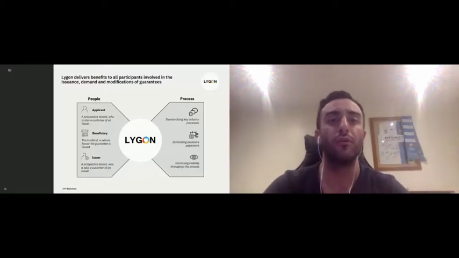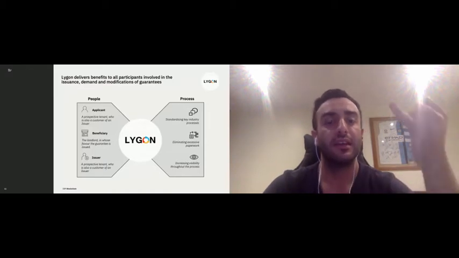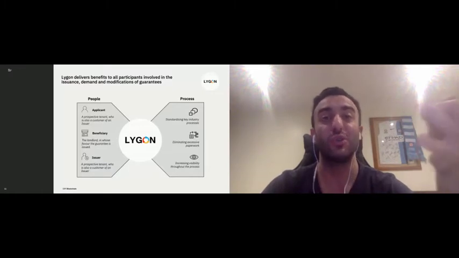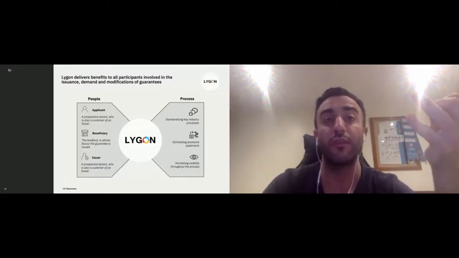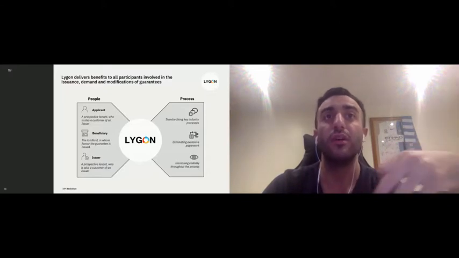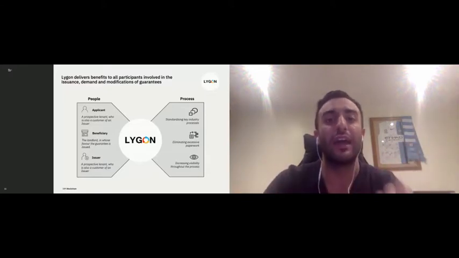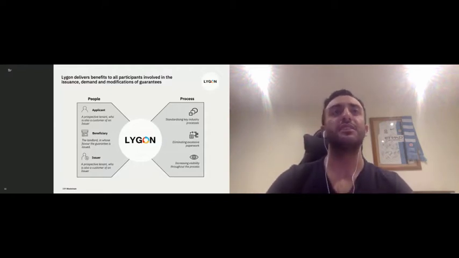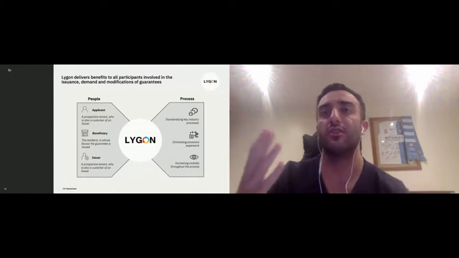The people involved, three core parties, all have a valid interest in ensuring the success of that instrument. Applicants, you're a tenant, you're renting out a shop. Beneficiaries, you're a landlord, and you want a bank guarantee to ensure that you're still going to receive rent from that shop. And issuers, who are the middleman and provide that guarantee on behalf of the applicant to the beneficiary. Where Ligon comes in is a really simple process solving issue.